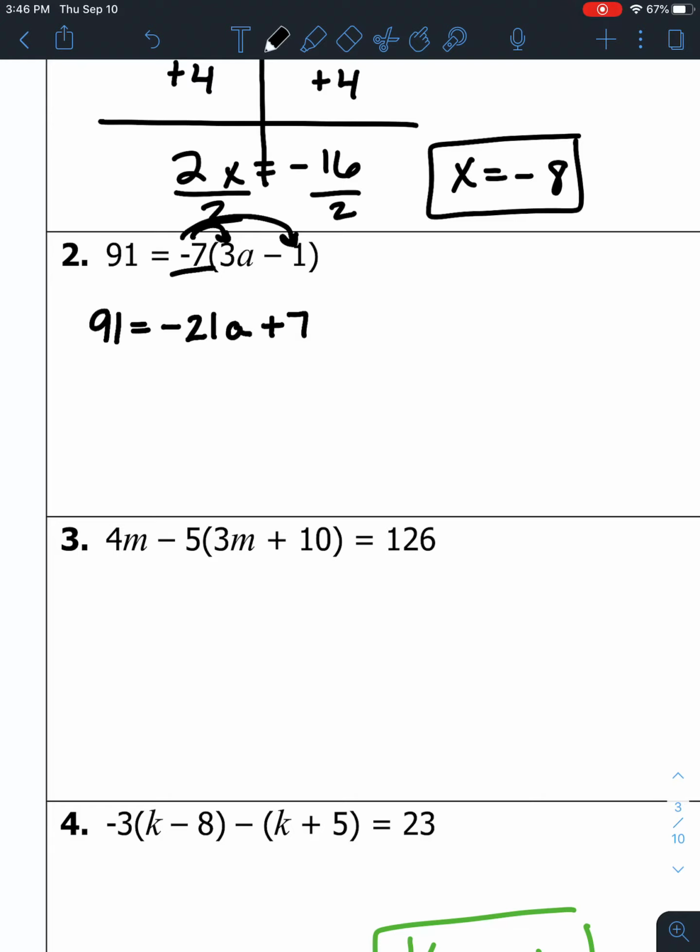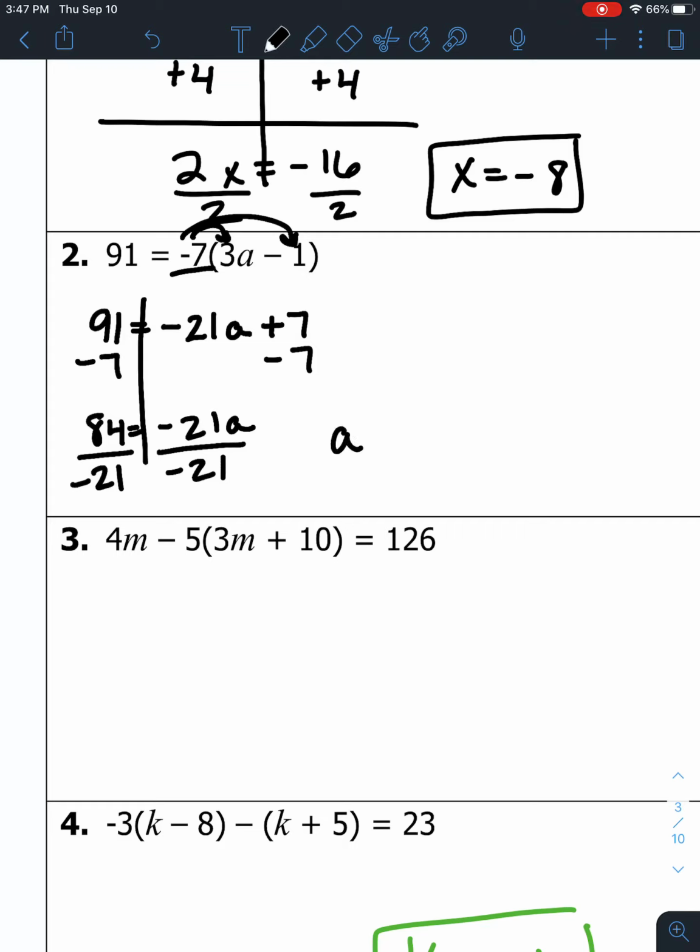Is there anything to combine that are like terms? No. So we're going to go ahead and move right on to solving for our a. So again, adding and subtracting first, then multiplying or dividing. I have a plus 7, so I'm going to minus 7 to both sides. 91 minus 7 is going to give us 84. Okay, equals negative 21a. And then I just divide by negative 21 to both sides. That gives me a equals negative 4.